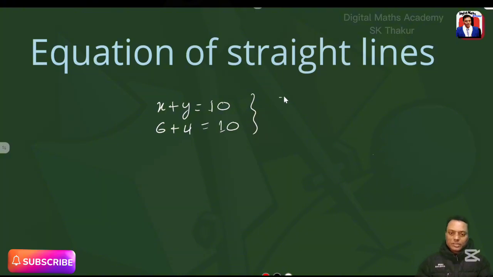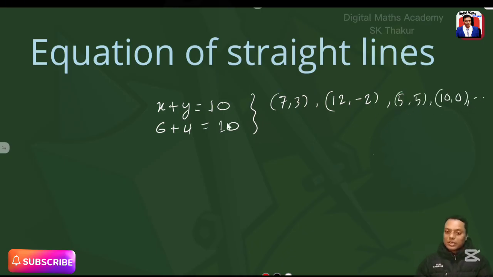For example, 7, 3 because 7 plus 3 equals to 10, right? 12, minus 2 because 12 minus 2 equals to 10. 5, 5, 10, 0, 0, 10, yes? So we have so many values of x and y under which this relation is true.